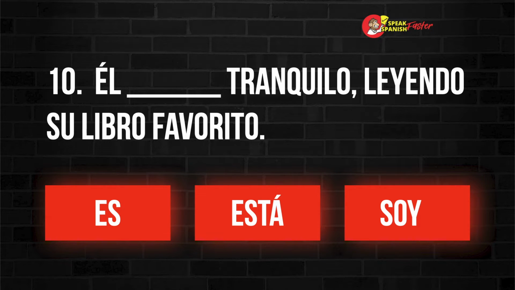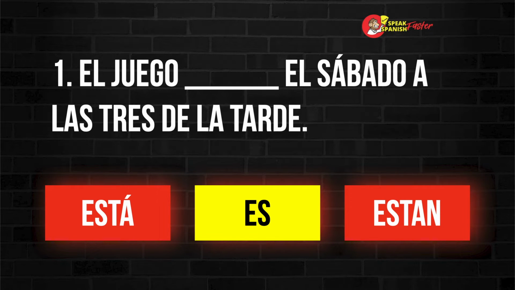All right, now we're going to go back through. I'm going to reveal the answers to you, and I'm going to explain why that answer is that answer. We will explain why we use that specific conjugation, and then we will also explain why we used ser or estar for that answer. All right, so number 1, el juego es el sábado a las 3 de la tarde.